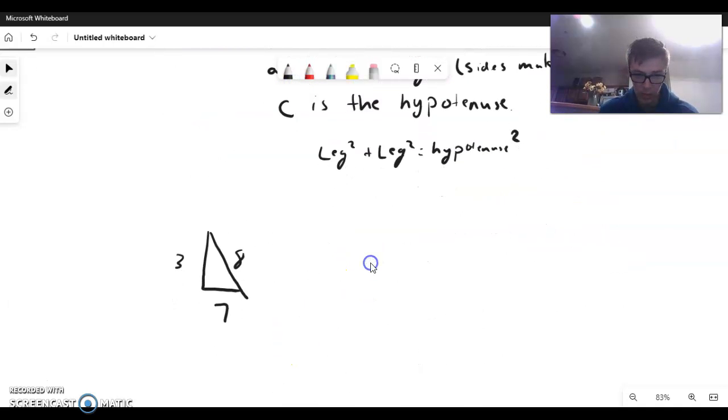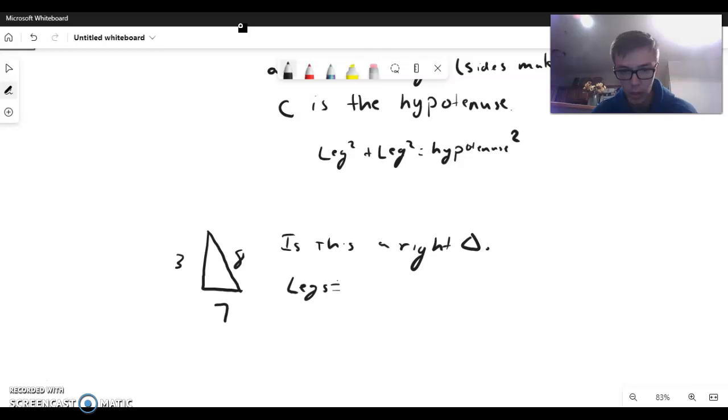So whenever we see something and they ask, is this a right triangle? Well, your longest side is going to be your hypotenuse. So we're going to determine whether this is a right triangle, and we can use the Pythagorean theorem to help figure this out. Our legs here are going to be 3 and 7, and our hypotenuse is going to be 8. 8 is the longest side, so 8 is our hypotenuse. When we do this, we can think of it as leg squared plus leg squared equals hypotenuse squared.